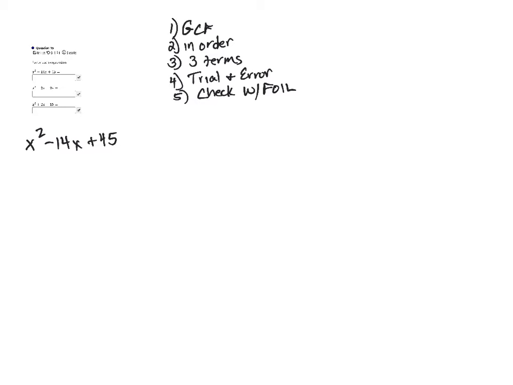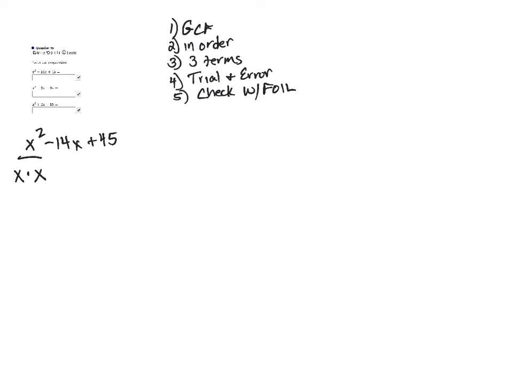So there's not a common factor we can take out. There's not an x in every term, coefficient of 1, so we don't even bother looking. It is in order, highest exponent first. It's 3 terms, so we're going to do trial and error. We know this right here. I'm going to show you another way of just writing it.